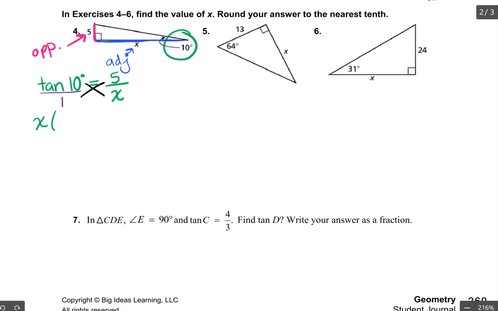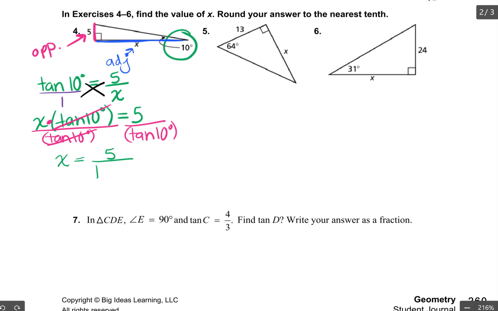Whatever I have, x times this tangent of 10 degrees is one thing. So I'll put parentheses around it so you know that you can't get rid of the 10 until you get rid of the whole thing, tangent of 10. And then 5 times 1 is simply 5. So now to get x by itself, I'm going to divide, because this is multiply right here, by the tangent of 10 degrees. And again, I'm keeping that whole thing together, because it's one thing. That cancels with that. So what I have left is x is equal to 5 divided by the tangent of 10 degrees.